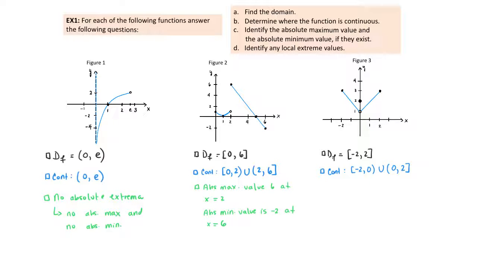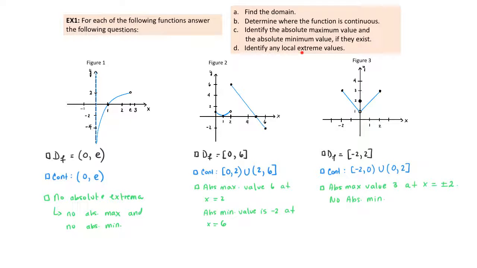So in this case, we are going to say that there is an absolute maximum. The absolute maximum value happens to be 3, and it happens when x is equal to plus or minus 2. But then there is no absolute minimum.